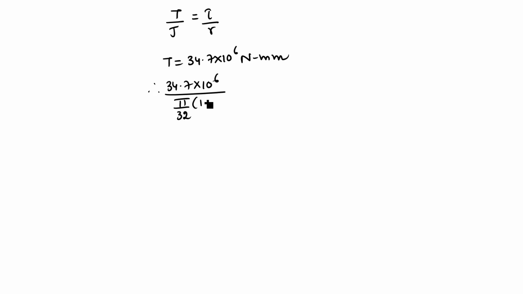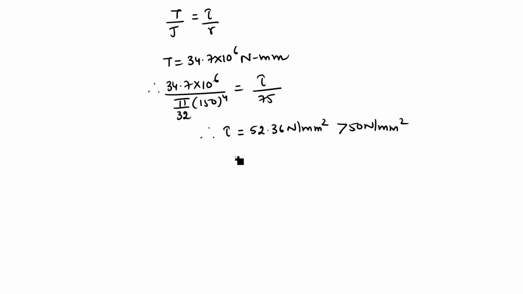T by J is equal to tau by R. Here the value of T is 34.7 into 10 raised to 6 Newton mm. Therefore, tau is what I want to find and R is 75. I get the value of tau as 52.36 Newton per mm square. This is more than 50 Newton per mm square. Since tau is greater than tau max possible, hence not safe.